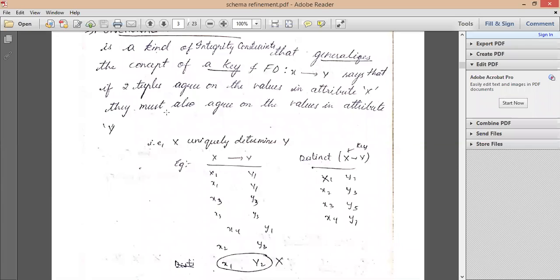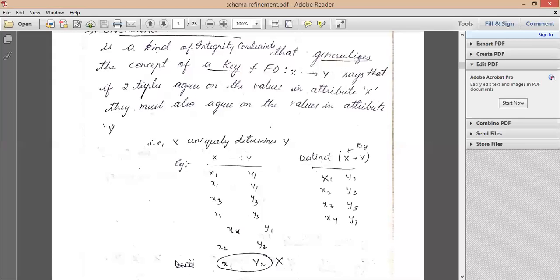Let me take an example and show you. Suppose the example is X uniquely determines Y. If I say X determines Y, then the values they have given us, we'll check which ones satisfy it. The condition is that X uniquely determines Y. So X1 determines Y1, yes, it is true. X1 determines Y1, same as above. X3 determines Y3, yes. Again X3 already determines Y3.